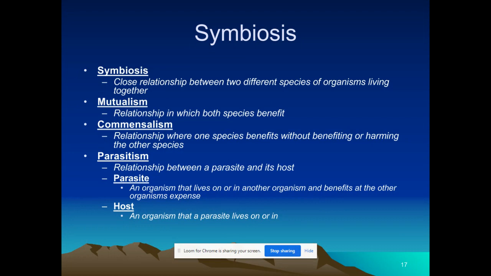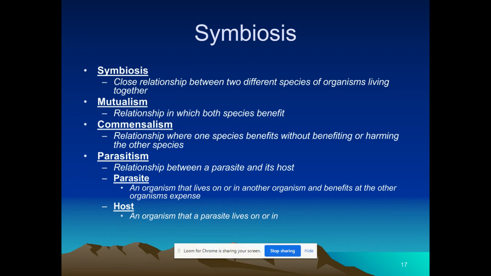Okay, the second section we're talking about is ecological relationships, and it's called symbiosis. That's when two things kind of interact together. Two different species of organisms living together. So it's not really cooperation. Cooperation is when the same species are living together. Symbiosis is when two different ones are living together.